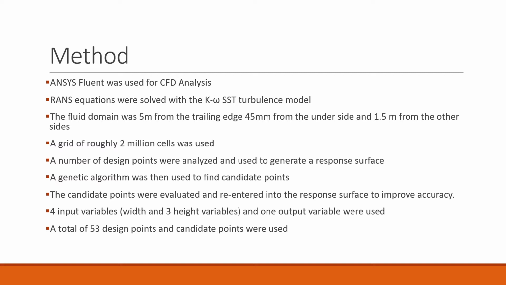They were the width of the footplate and the channel height at the leading edge, middle, and trailing edge of the channel. Because of how the geometry was created, the heights of the channel were calculated using the angle from the outermost edge and a plane perpendicular to the ground. Ultimately, a total of 53 design and candidate points were analyzed.